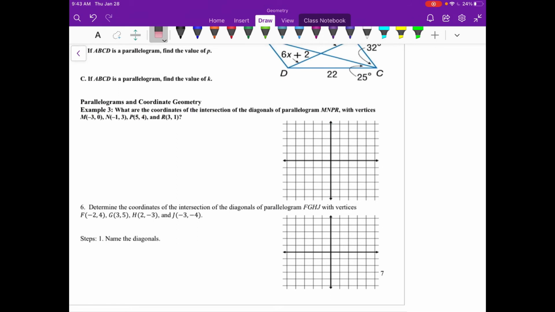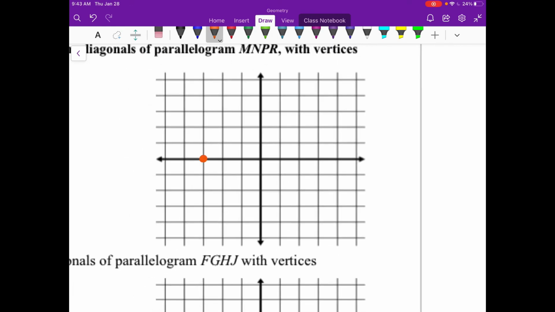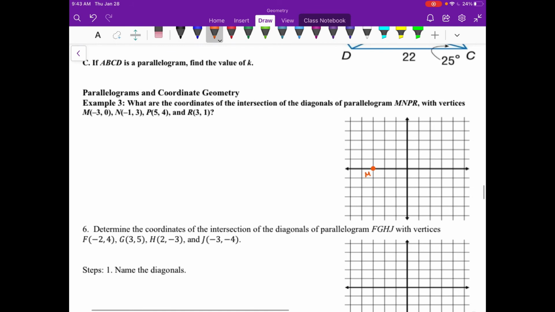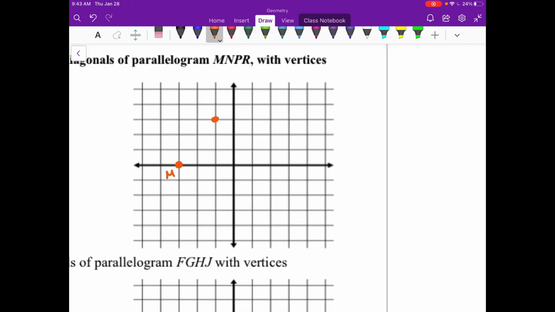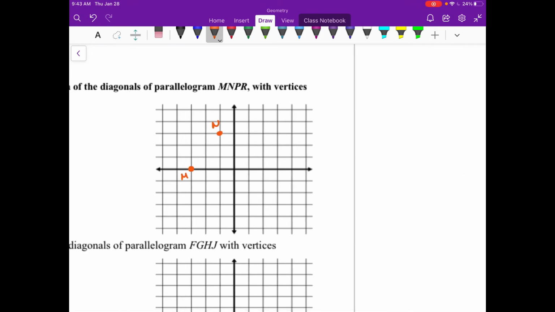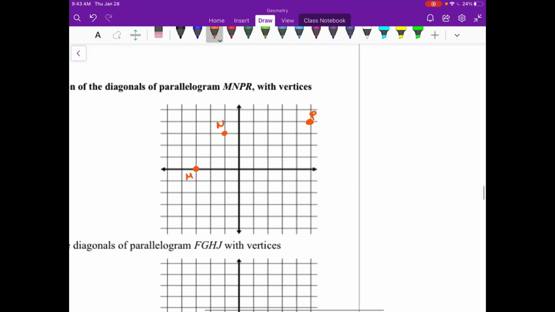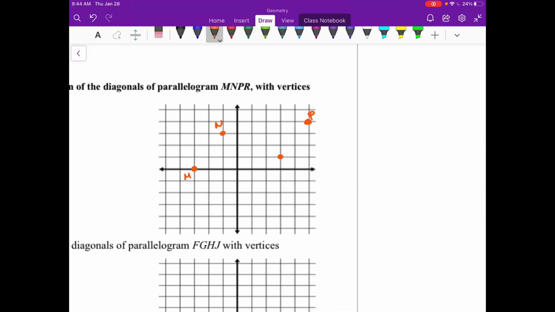Example 3, what are the coordinates of the intersection of the diagonals? Okay. So it gives us this parallelogram, gives us the points of it. So I'm going to plot those points. So -3, 0 is my first point, which is right here, M. Then I've got N at -1, 3, which is right here. And I've got P at 5, 4. 1, 2, 3, 4, 5. 1, 2, 3, 4. Great. That's P. And I've got R at 3, 1. Right here. Connect those.